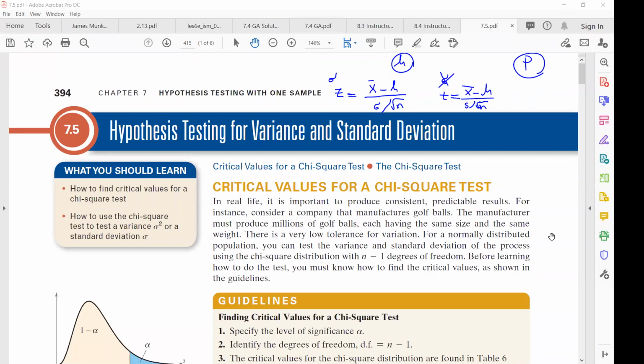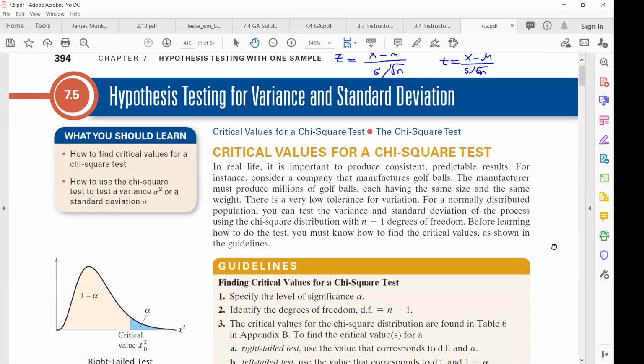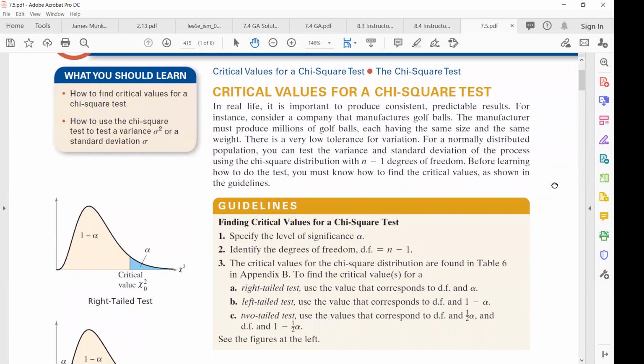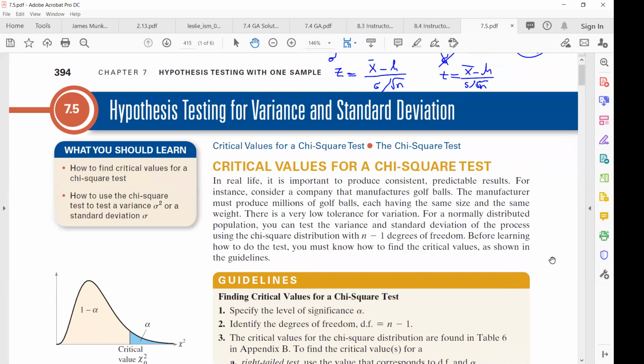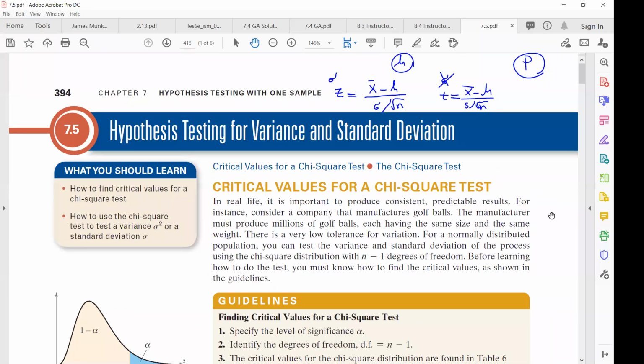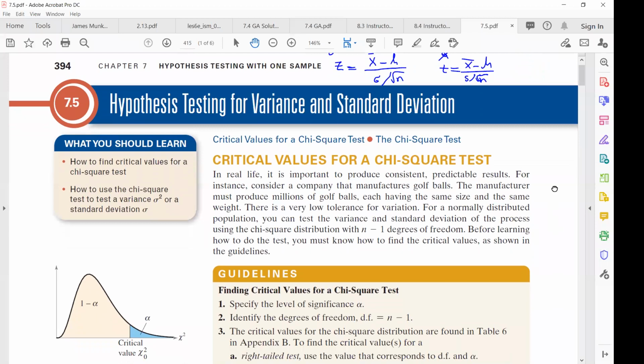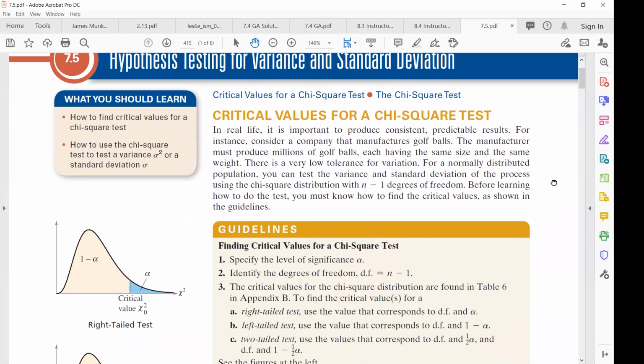Very well. In 7.5, we're going to talk about hypothesis tests for variance and standard deviation. So far we learned how to use the z-table and t-table. We learned about the normal distribution and t-distribution. Today we're going to talk about the chi-squared test.